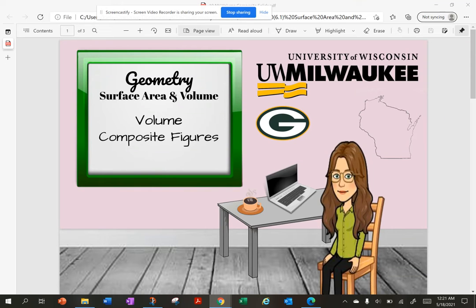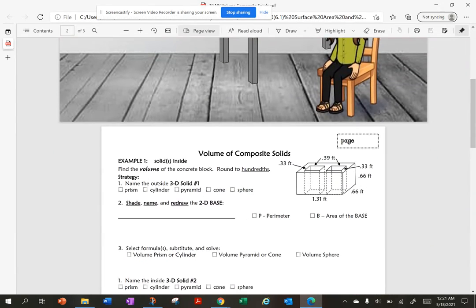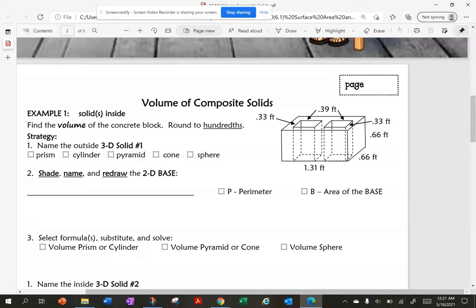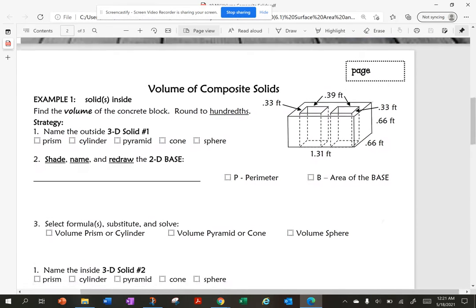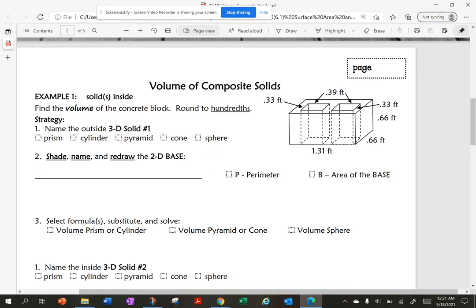Today's lesson is finding the volume of composite figures. We are going to find the volume of the individual figures. If I have figures that are inside each other, I'm going to subtract the volume of the figures that are inside from the outside object. And if I have objects that are next to each other, I'm going to add their volumes.